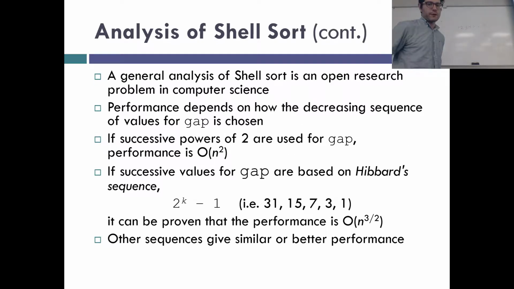And if we use powers of 2 for the gap, then it's O of n squared. But if we basically insertion sort elements that are 31 items apart, and then we do insertion sort on items that are 15 elements apart, then items that are 7 elements apart, then items that are 3 elements apart, followed by items that are 1 element apart, we can actually show that our big O time is n root n time. So n to the 1.5. That's what that is.